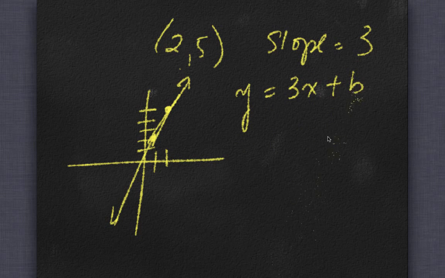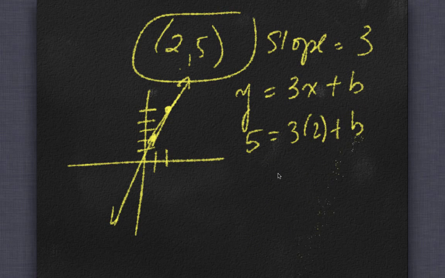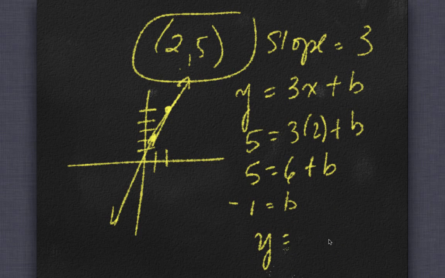write an equation, and I just have to say, well, this is a point on it, so I'm going to plug in, substitute for x and y, and subtract 6. So I guess I didn't draw this very well. Okay.